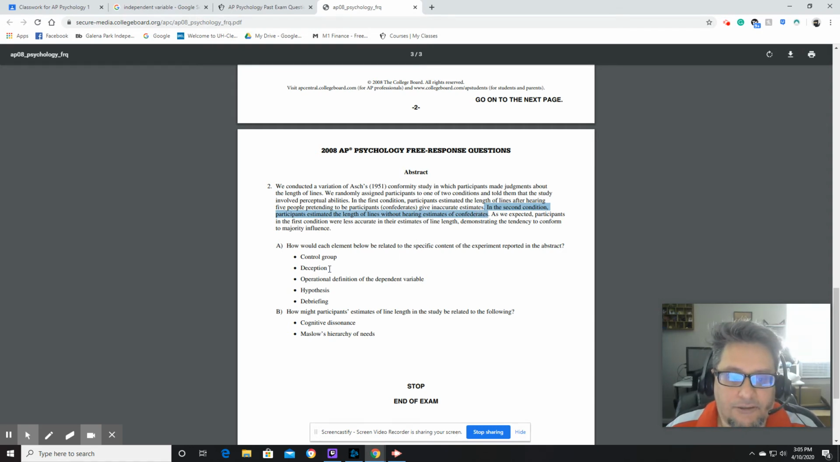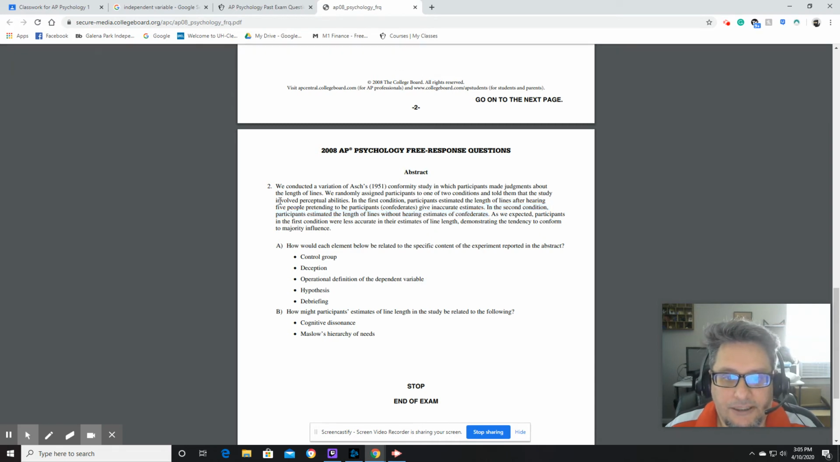So deception, what is deception? Deception is when you tell somebody a lie. So we told them that the study involved perceptual abilities, but we were actually testing whether they were conforming or not. So that is the deception there. Because we deceived them, we're going to have to, as the later question says, debrief them.